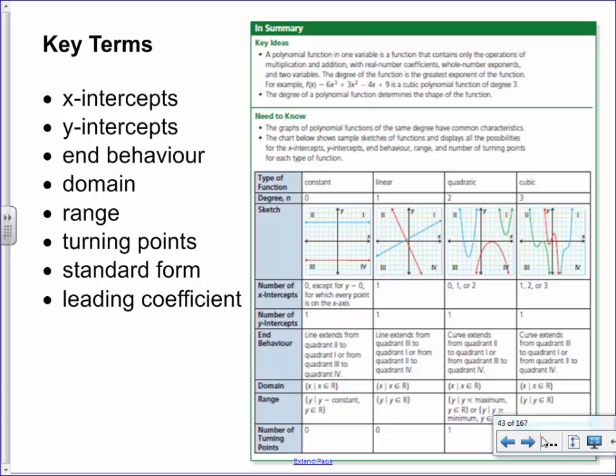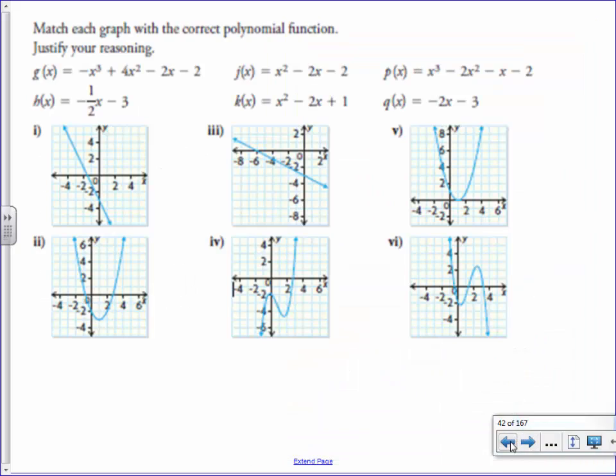The word turning points. Turning points are exactly like you think the word would be. It's where the graph turns around. So, for example, on this graph right here, this is a turning point. This is a turning point. Does that make sense? Normally on a quadratic, we give the turning point a special name. We call it a vertex.